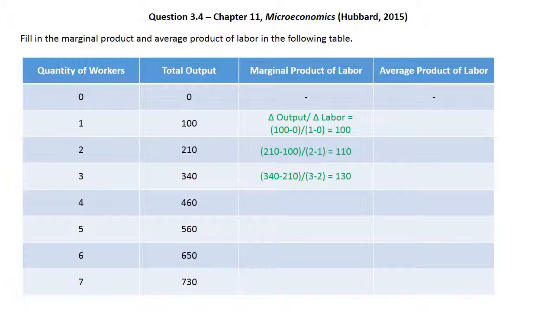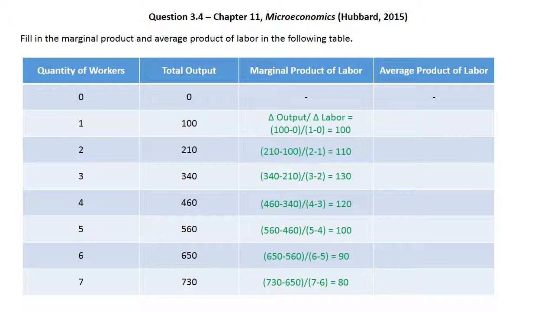And if we keep going, we see that for a little while, our marginal product of labor is increasing. So it went from 100 to 110, now to 130, and then we start to see a drop off. Now at 4 workers, it's 120, at 5 workers, it's 100, at 6 workers, it's 90, and at 7 workers, it's 80. So we see sort of an increasing returns to scale and a peak, and then a decreasing returns to scale.